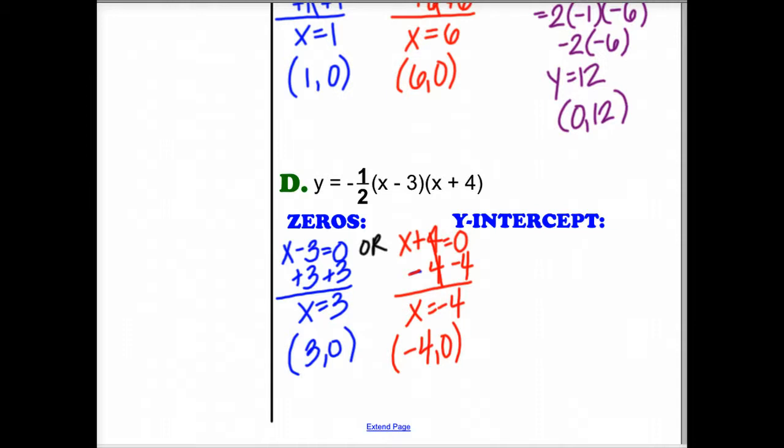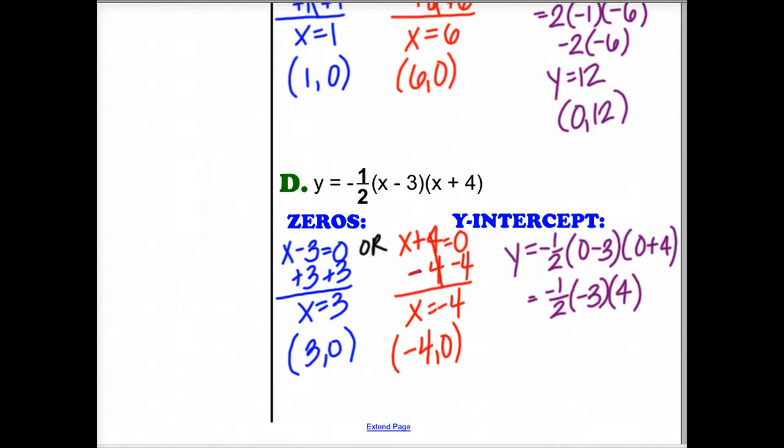And then for y-intercept, we put in y equals negative 1/2 times (0 minus 3) times (0 plus 4), which means that I have negative 1/2 times negative 3 times 4. Now I could take half of 3, but then that gets really messy. I'd rather actually go ahead and say negative 1/2 times positive 4. We know it's negative, and half of 4 is 2. So now we got negative 2 times negative 3, which gives me positive 6, meaning that my y-intercept is (0, 6).